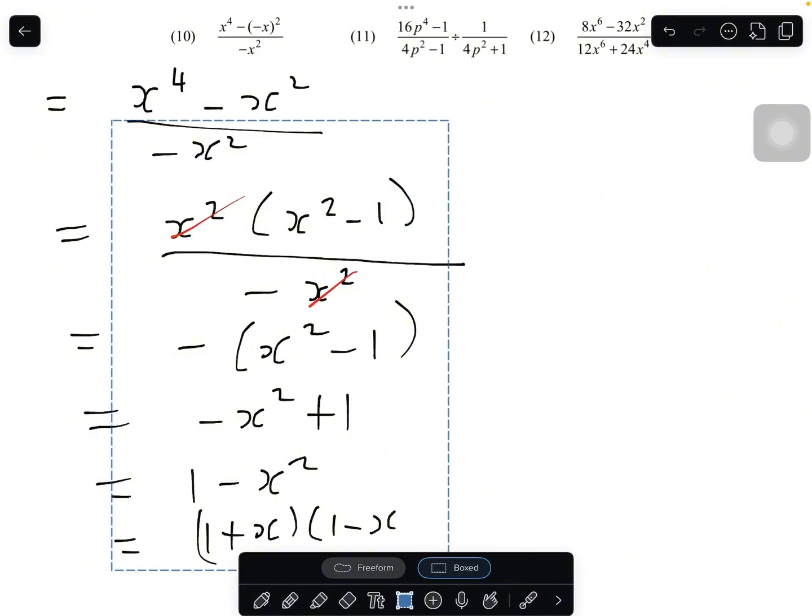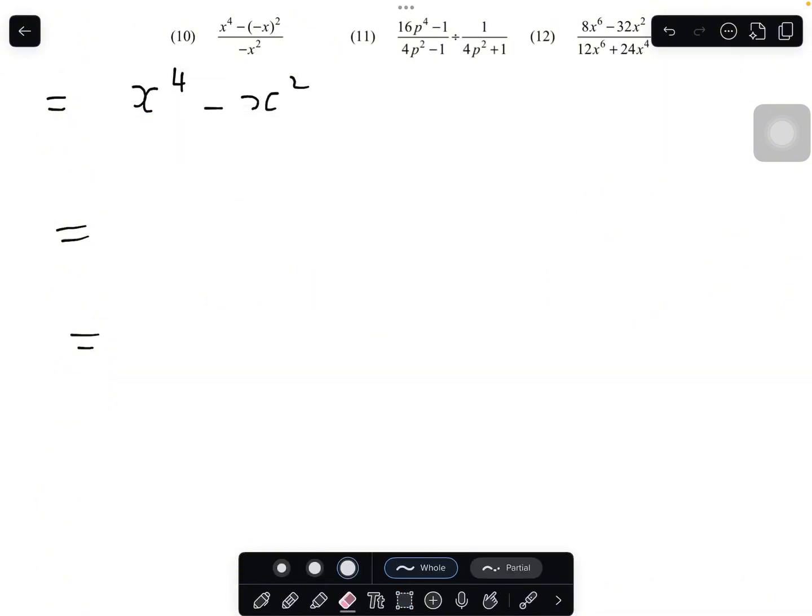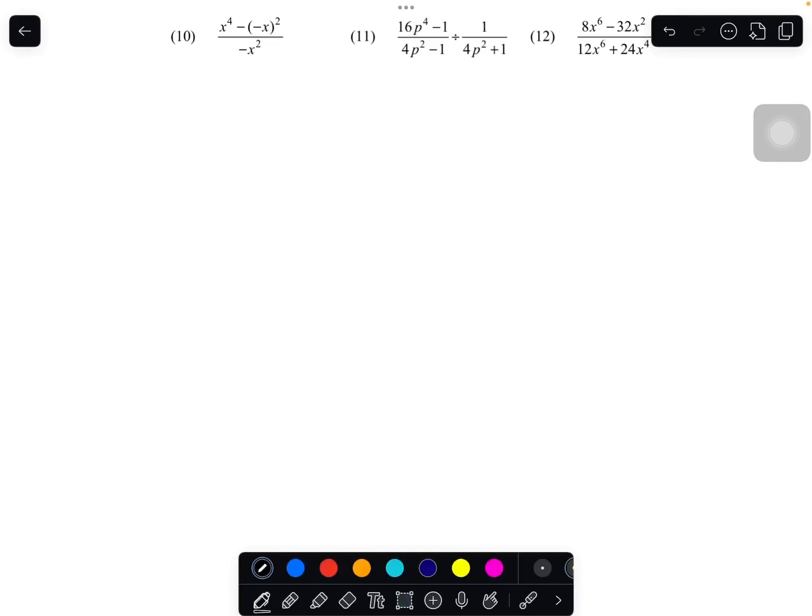There's a lot of difference of two squares questions here. If you'd like questions where you're doing the other types of factorizations, please let me know down in the comments. So let's move on to our next one.